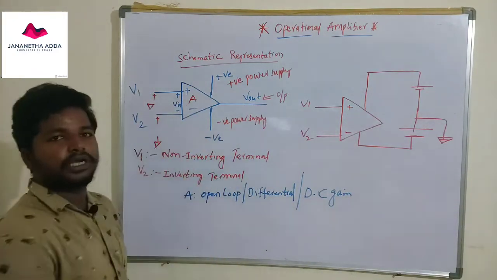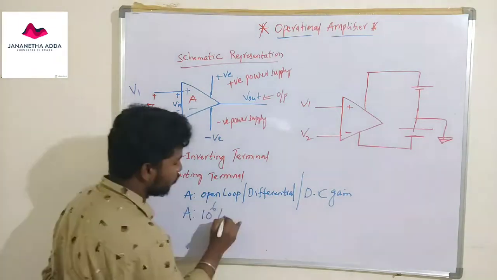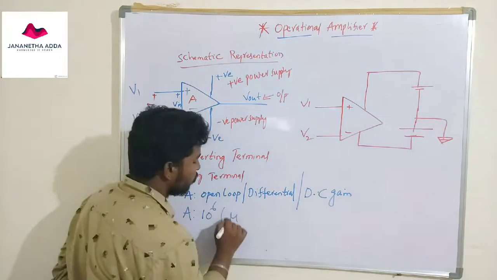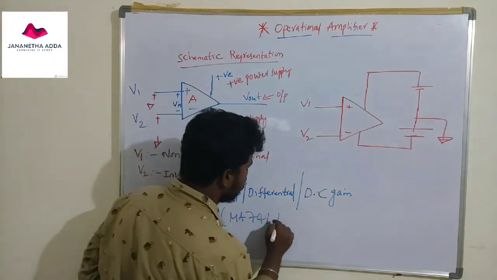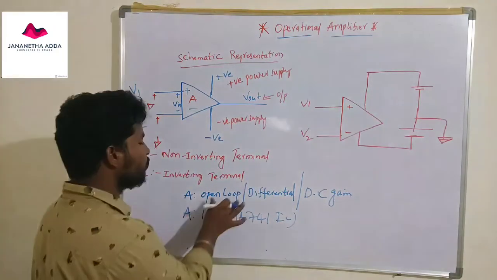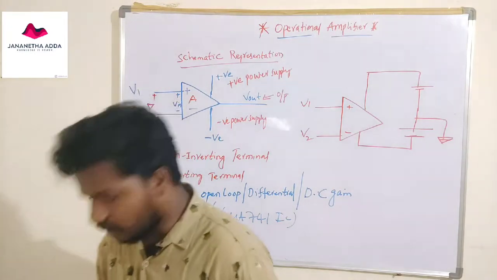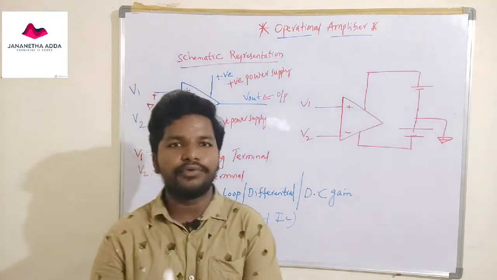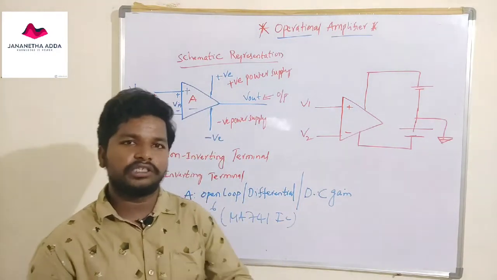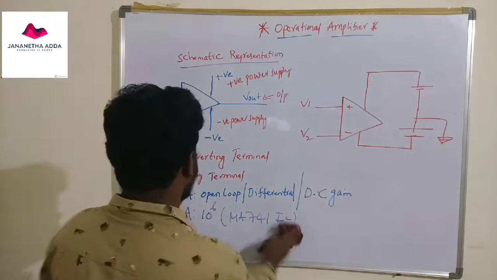For an ideal operational amplifier, the open loop gain should be infinity, and in practice it is on the order of 10 to the power of 6 for a μA741 IC. So the gain of an operational amplifier is very high. We will discuss each and every property of an amplifier, and the working of an operational amplifier, next.